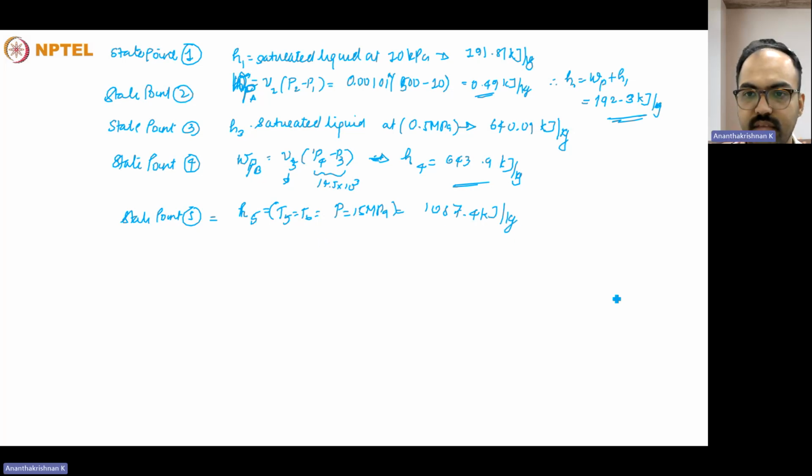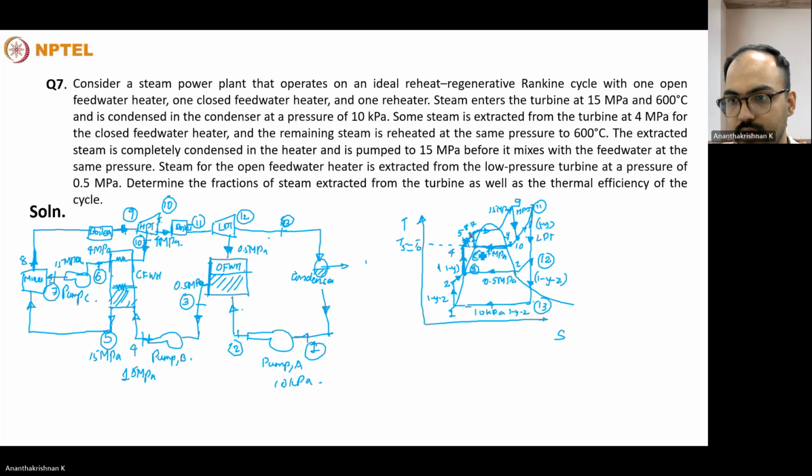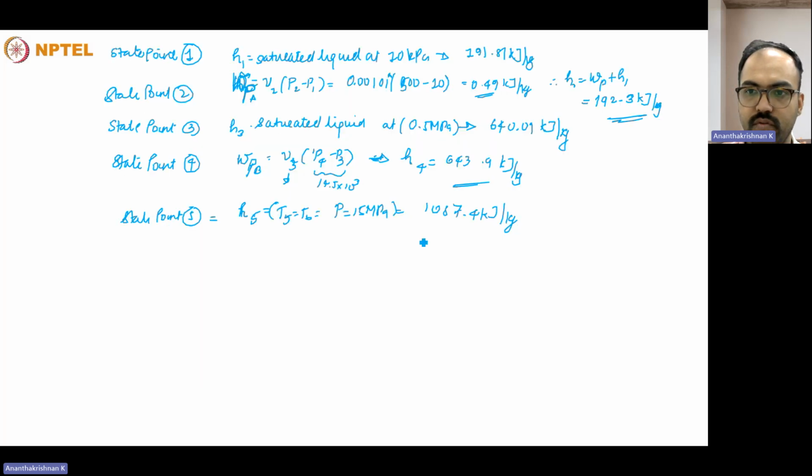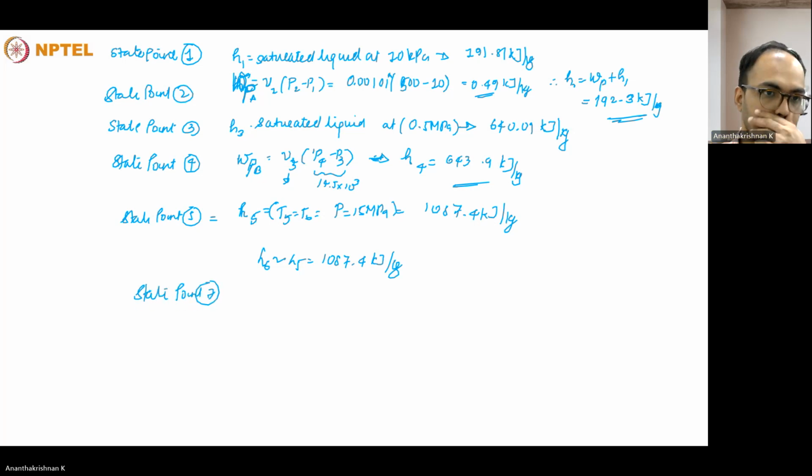In this particular case, we can kind of ignore the enthalpy difference between these two state points, as the entropy difference is very small between both of them. So H6 we can approximate to that of H5, that is equal to 1087.4 kilojoule per kilogram, and state point 7 will be the confluence point.